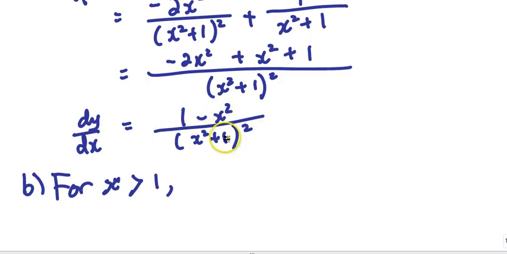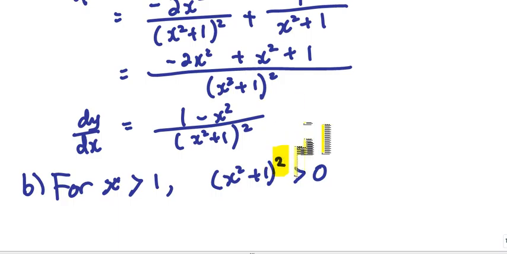So let's look at this. Let's try to figure out the denominator first. We know that for x more than 1, (x squared plus 1) squared must definitely be more than 0. This is because of the square here. Therefore we know that the minimum value of x squared must be 0. Therefore, if we take 0 plus 1, the minimum value of this term is actually 1. Therefore, it's greater than 0.